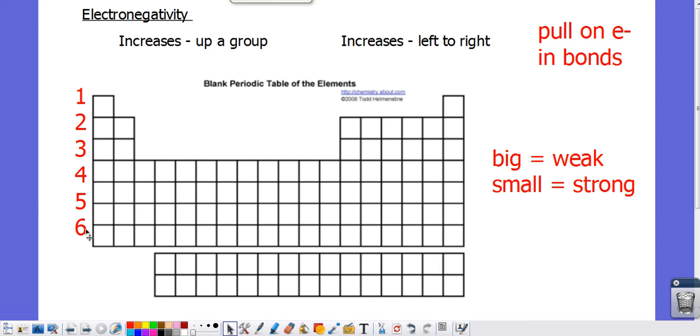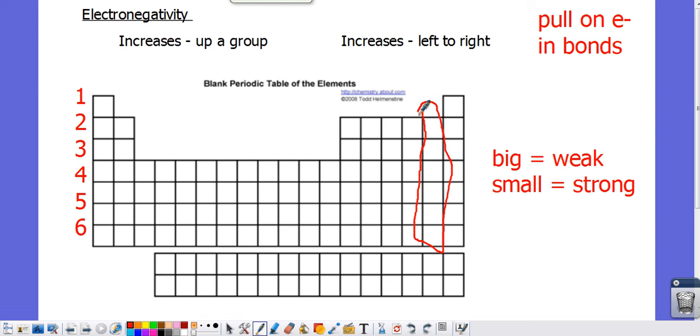But what if you're 6 layers deep? There's a whole lot of repelling. So as we go down, they don't pull on electrons in bonds as much. As we go across and the size of the atom gets smaller, they pull more and more. The strongest elements are the halogens. They pull on bonds really, really strongly. Wait, why not the noble gases? The noble gases don't form bonds. They already have everything sorted out. In fact, it's ridiculously difficult to make noble gases bond with anything.